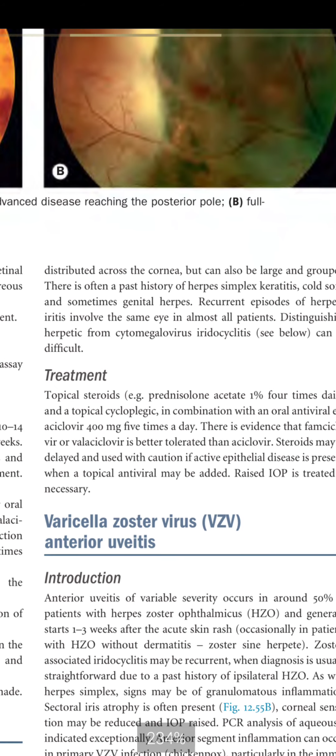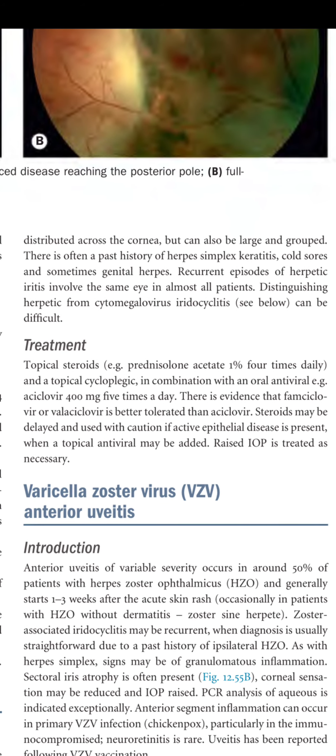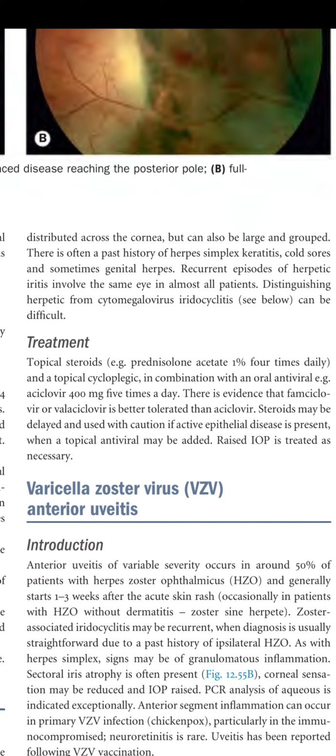There is often a past history of herpes simplex keratitis, cold sores, and sometimes genital herpes. So you can identify it because there is always going to be some kind of past history of herpes simplex. Recurrent episodes of herpetic iritis involve the same eye in almost all patients. Distinguishing herpetic from cytomegalovirus iridocyclitis can be difficult.